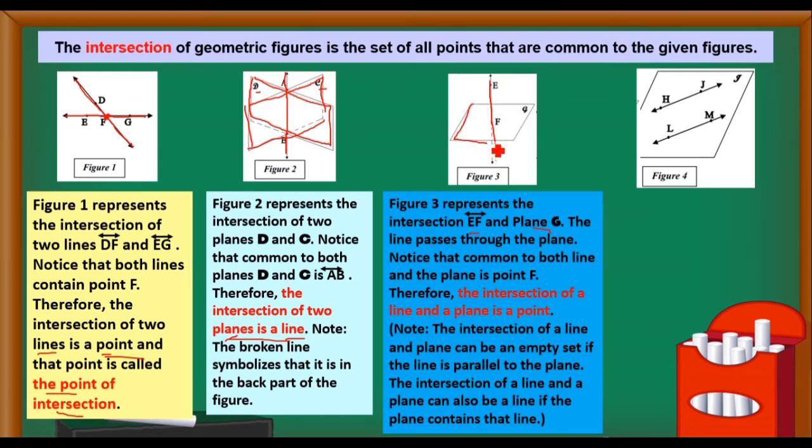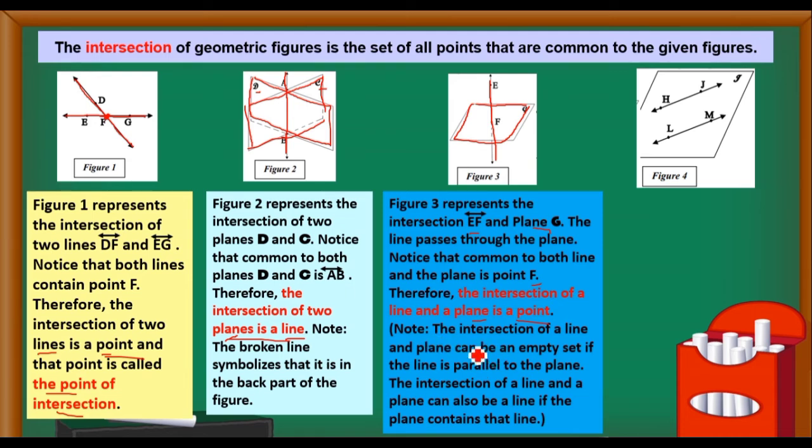Ayan. So, kung gusto nyong itry, pwede po natin gamitin yung ating mga papel. Ayan, itusok nyo lang sa pinakagitna ng papel natin. So, yung ballpen natin, yun nagre-represent ng ating line, at yung papel natin, yun naman yung plane. So, notice that the common of both line and plane is point F. So, therefore, the intersection of a line and a plane is a point.